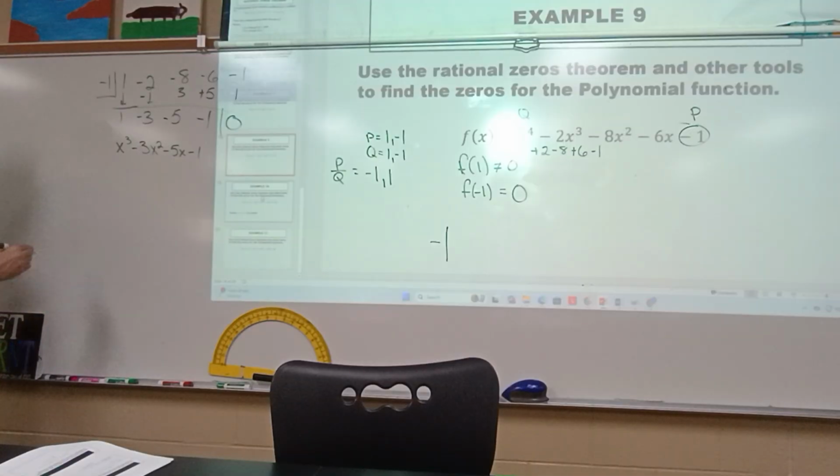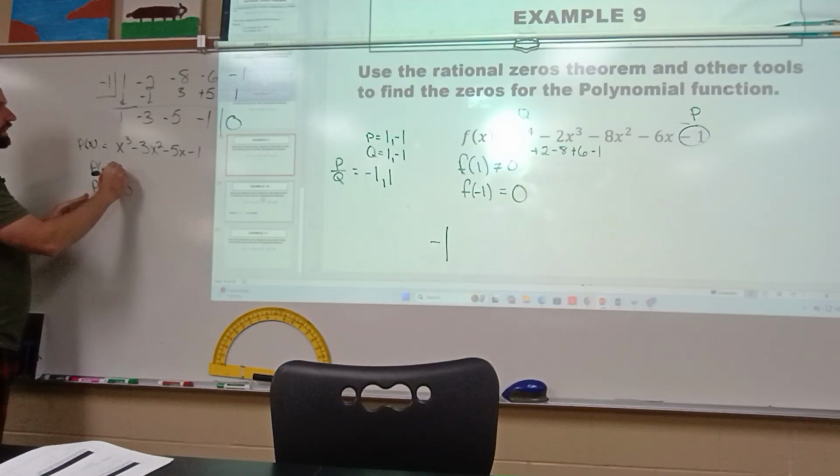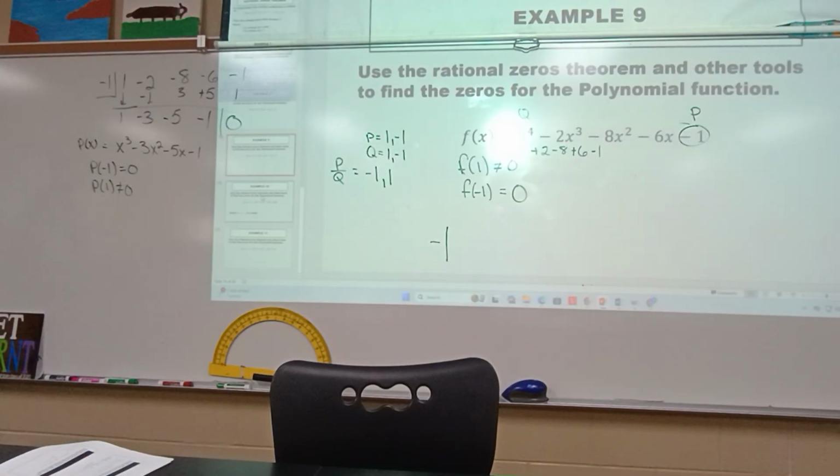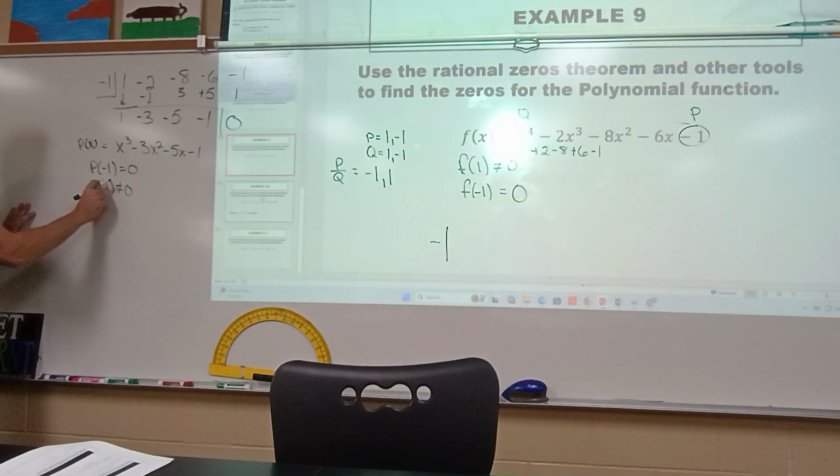Let's call this P of x. Let's do P of negative 1 and P of 1. P of 1 is not 0. P of negative 1 is 0. Wait a second. You're telling me I can pull negative 1 again? Yeah, that's exactly what I'm saying. Because remember multiplicities? Sometimes zeros exist more than once.